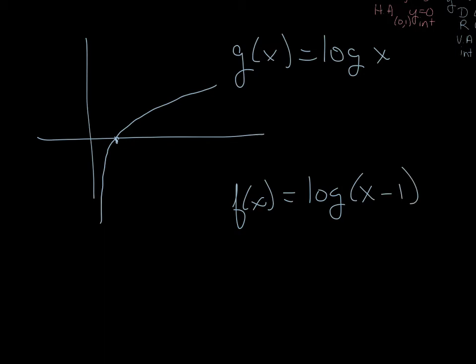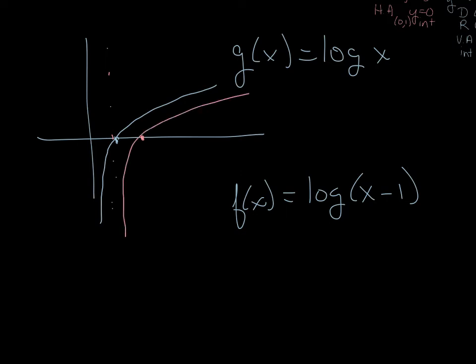How is that going to change that first graph? It's going to move to the right one. Why is it going to do that, Andrew? Because it's in parentheses. It's grouped together, so we know that this is going to move over 1. So if this moves over 1, my vertical asymptote's also going to move over 1, and I have a new vertical asymptote.